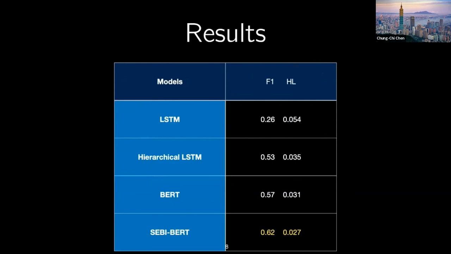In the neural setup, we see, as expected, SEBI-BERT outperforms the other models by a significant margin, having both the highest F1 as well as the lowest Hamming loss. We also see that other than SEBI-BERT, BERT performs well, but because of SEBI-BERT's domain-related knowledge, it outperforms BERT. Hierarchical LSTM also performs better than vanilla LSTMs, primarily due to its ability to capture long-term dependencies much better than vanilla LSTMs.